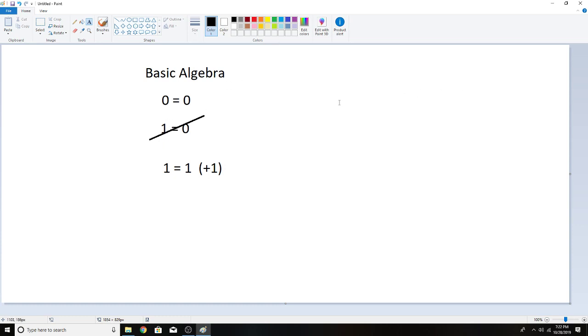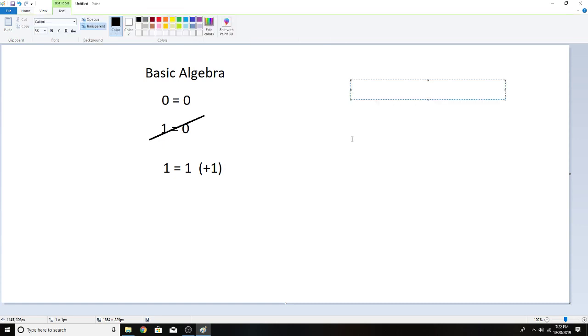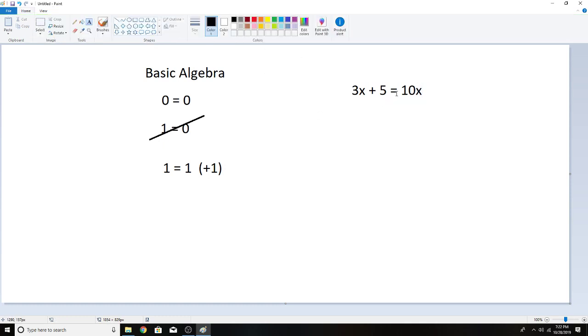So let's start off with an example. Let's say, for example, 3x plus 5 equals 10x. You might get something like this in maths. You might be thinking to yourself, what is x all about? Well, x is basically your solution. We know 3 add 5 doesn't equal 10, but the x means something. It means a number that satisfies that equation to make it correct again.